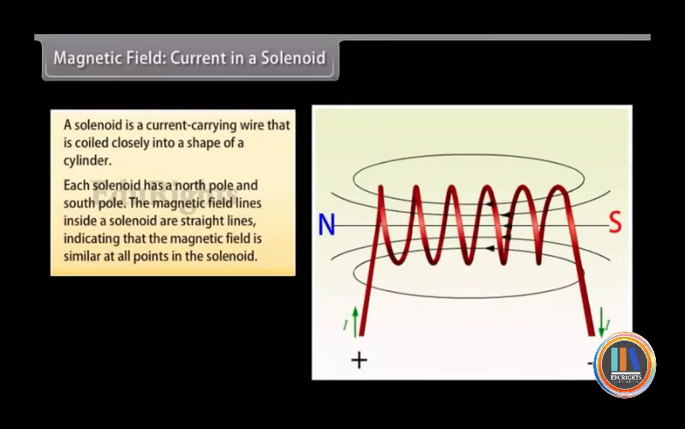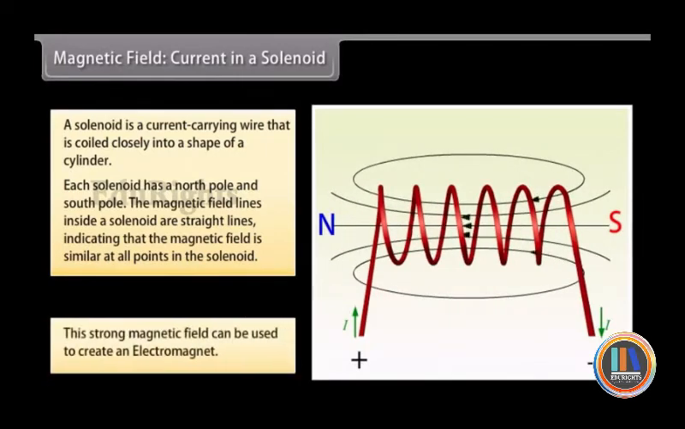The magnetic field lines inside a solenoid are straight lines and indicate that the magnetic field is similar at all points in the solenoid. This strong magnetic field in the solenoid can be used to magnetize magnetic materials. This type of magnet is called an electromagnet.